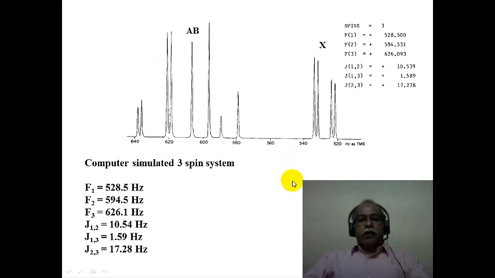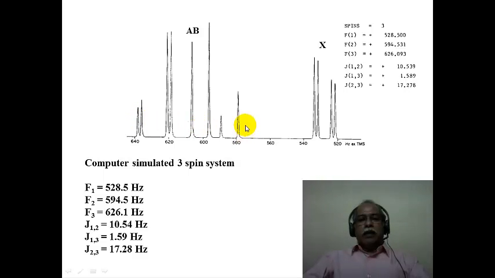Here is a computer simulated 3-spin system. The AB part of the spin system is shown separately, and the X part of the spin system is also shown separately. Now these are systems which are typically the monosubstituted olefinic hydrogens, where you have an AB and an X kind of system. The X part is split into 2, one by the JAX, the other one by JBX. So one can extract 2 coupling constants from the spectrum here.